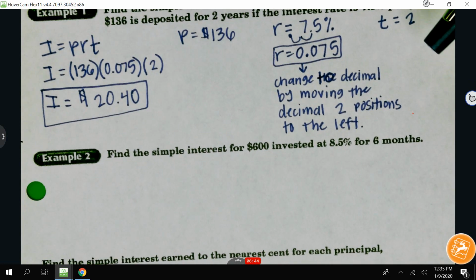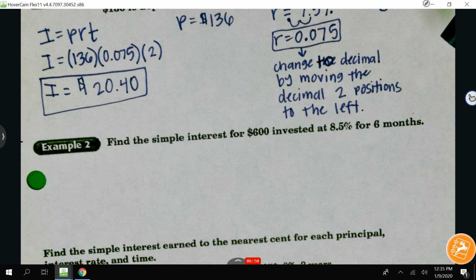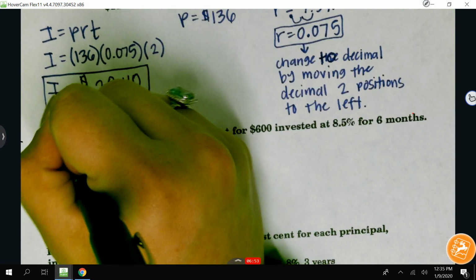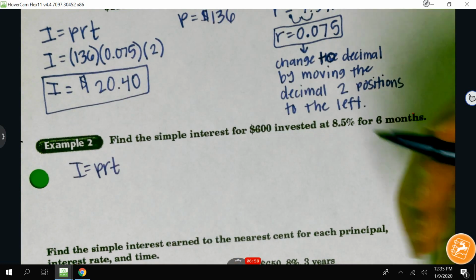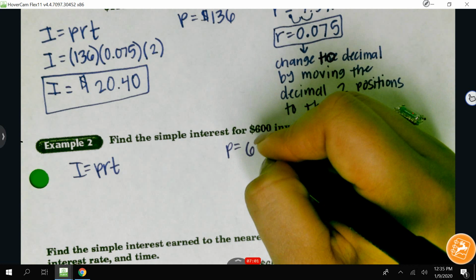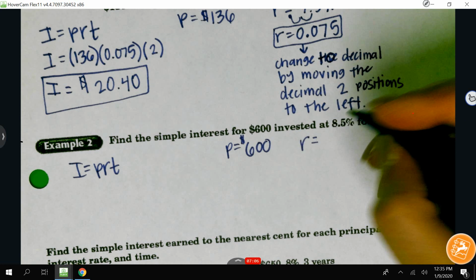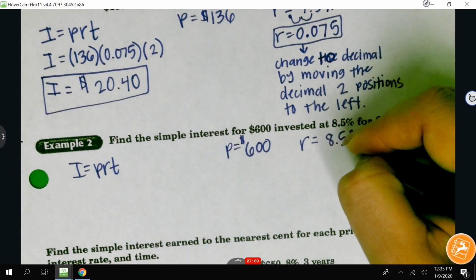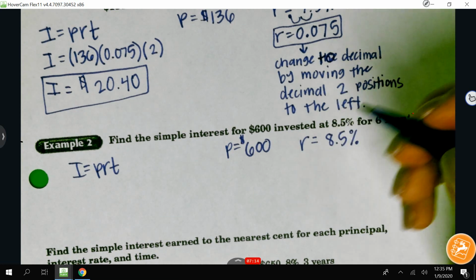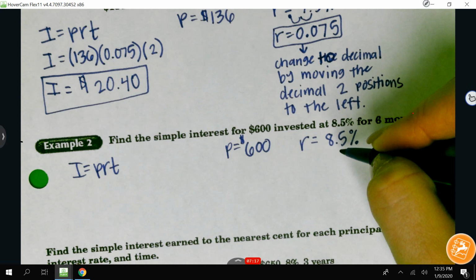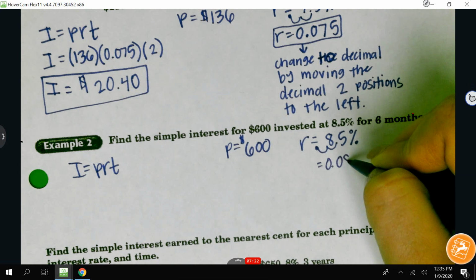Example 2 says find the simple interest for $600 invested at 8.5% for 6 months. So what is my P here? 600. What is my rate, my R? 8.5%, but we have to change that to a decimal. So what is it as a decimal? 0.085. Good.